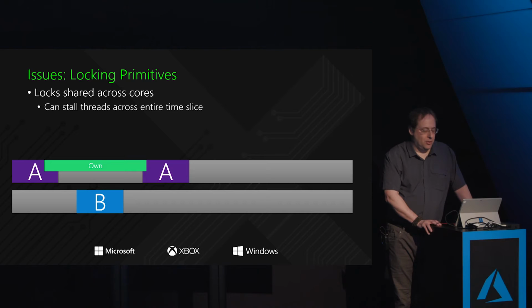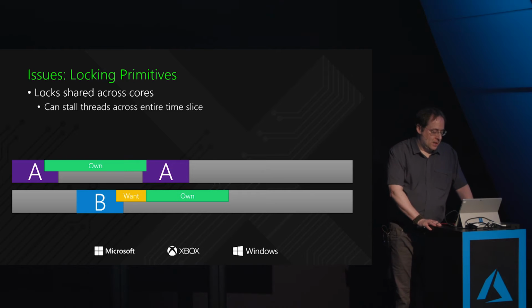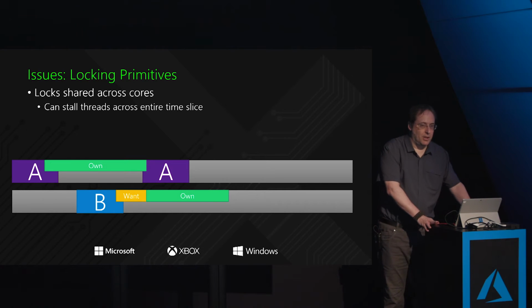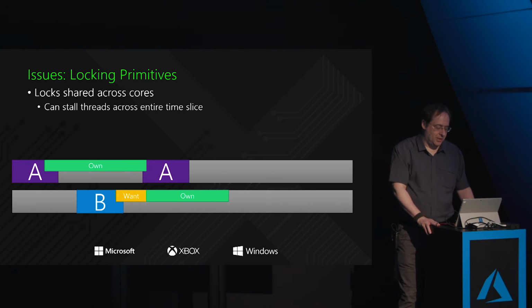So let's take this case. The purple thread has acquired and happens to hold a lock when its virtual core is suspended. During this time, the blue thread starts up and tries to acquire the lock, but it blocks. So the blue virtual core eventually loses time at the end of its time slice. It's lost a decent percentage of its time slice based on when it wanted to acquire the lock. But eventually purple starts running again and releases the lock.